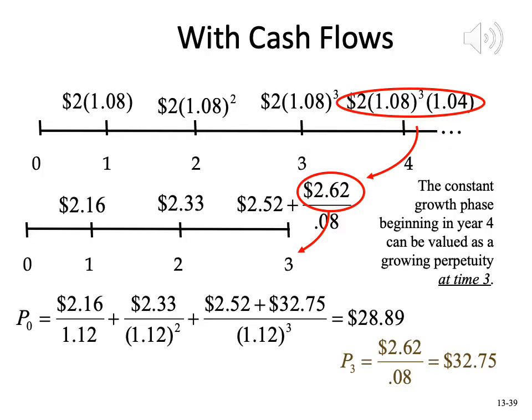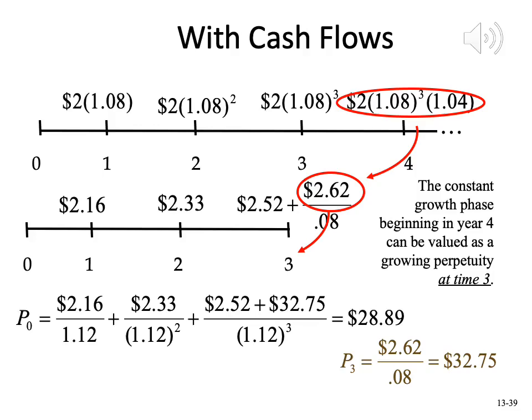All we need to do is to draw a timeline. D0 equals $2, which D1 is $2 times 1 plus 8%, because in the first 3 years, the dividend will grow at 8%, so D1 equals $2.16. D2, $2 times 1 plus 8% squared, that is $2.33. D3, $2 times 1 plus 8% cubed, $2.52 in calculation. Starting from year 4, we can use the constant growth model because starting from year 4, the dividend will grow at 4% forever.